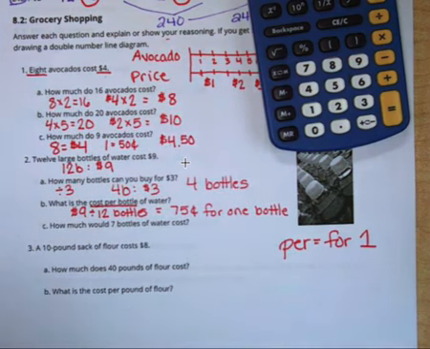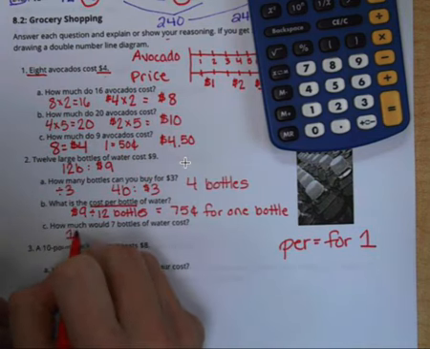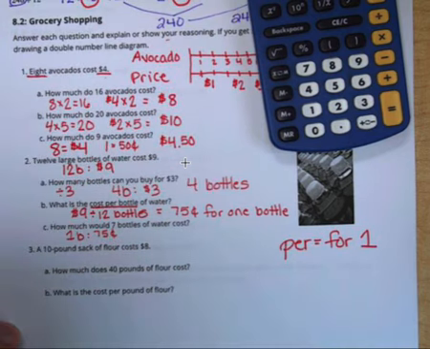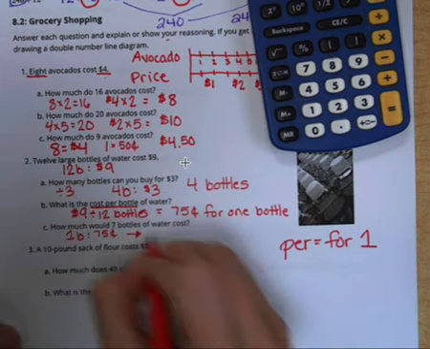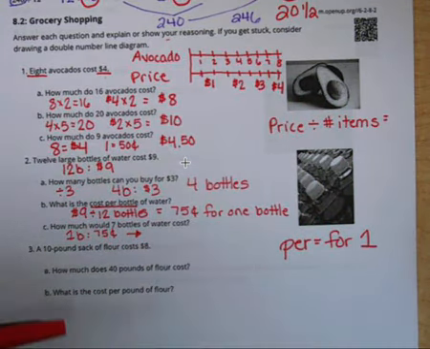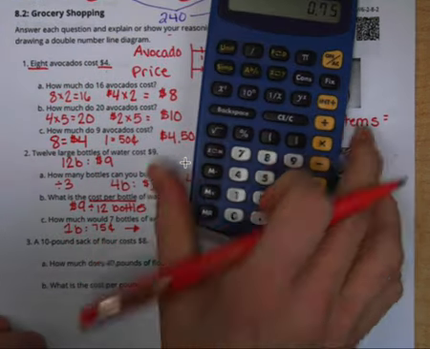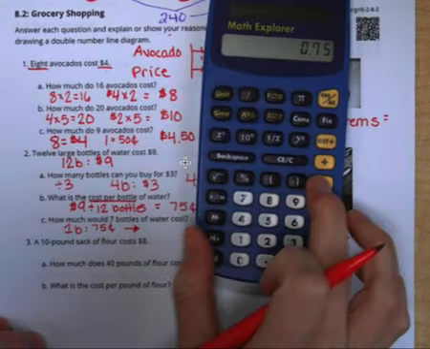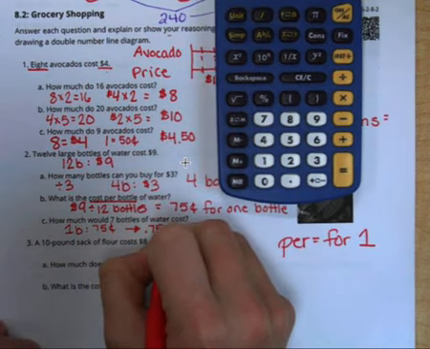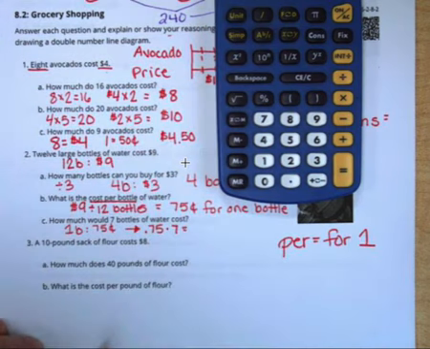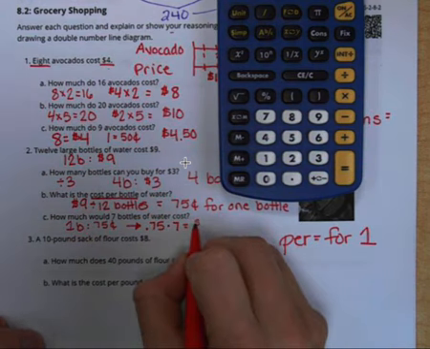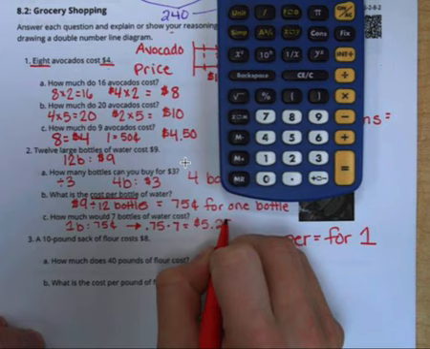Now, if we know the price for one water bottle, so one bottle is 75 cents, we can use that information to figure out how many 7 water bottles would cost. If we take the price of one times the quantity that we have, so 0.75 times 7, we get $5.25. So 75 cents, that's the price for one, times 7, $5.25.